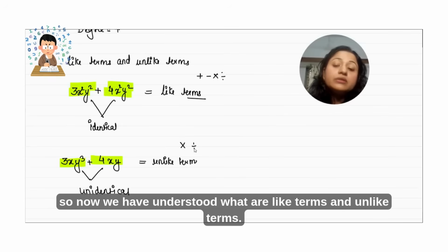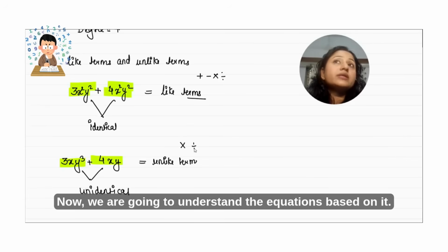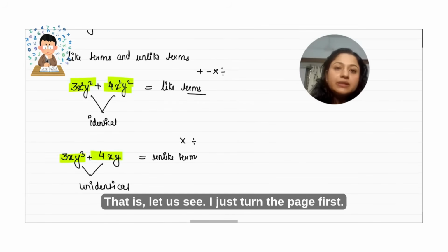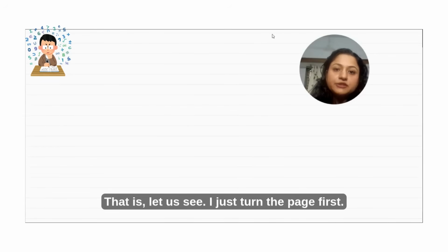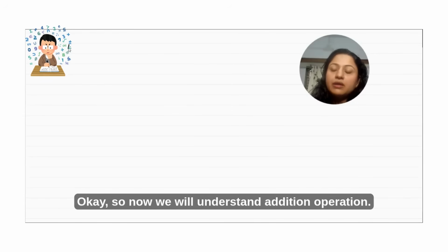Okay, so now we have understood what are like terms and unlike terms. Now we're going to understand the equations based on it. Let me just turn the page first. Okay, so now we'll understand the addition operation.